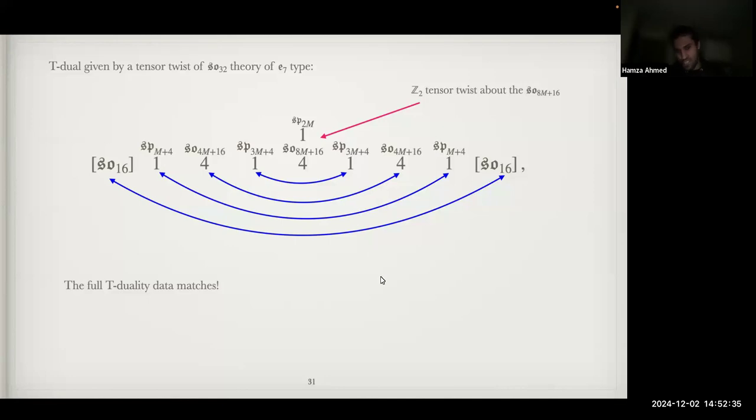But as I mentioned earlier, we don't have geometric realizations of these theories, which would be an interesting check to do beyond just the matching of this data. So far it hasn't been wrong, but it would still be very interesting to do.